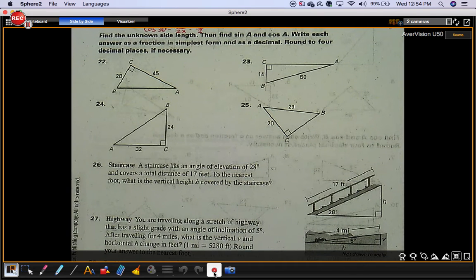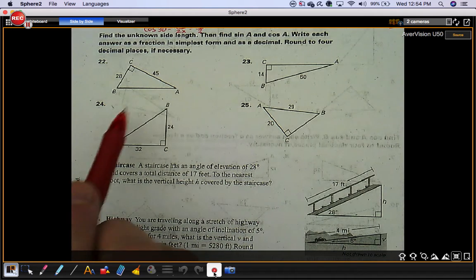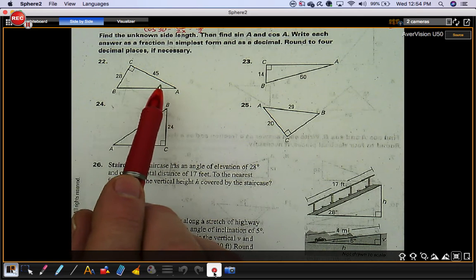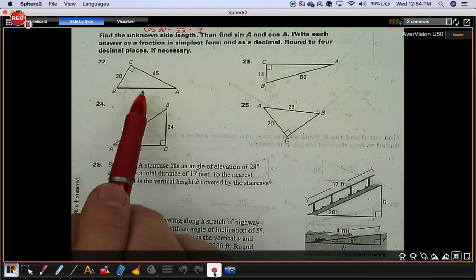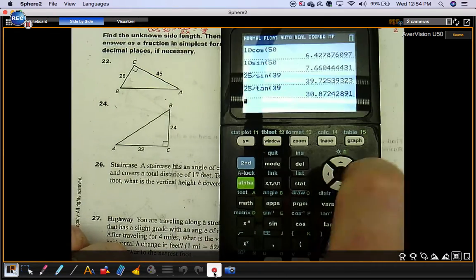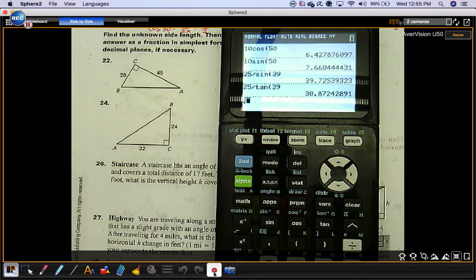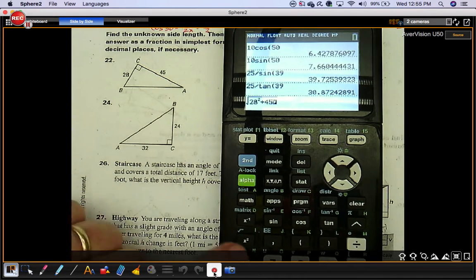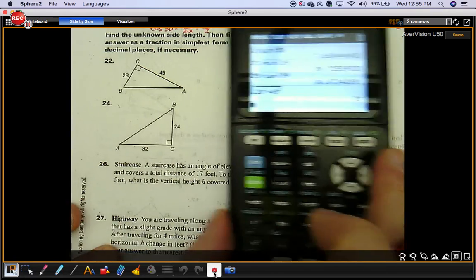Next section says to find the unknown side length. Then find the sine of A and the cosine of A. Write each answer as a fraction in simplest form and as a decimal, rounded to 4 decimal places. So the first thing you've got to do is, given two side lengths, find the other length. Remember Pythagorean theorem: this squared plus this squared equals this squared. So if I want that hypotenuse, I'm going to take the square root of 28 squared plus 45 squared, and I get 53.